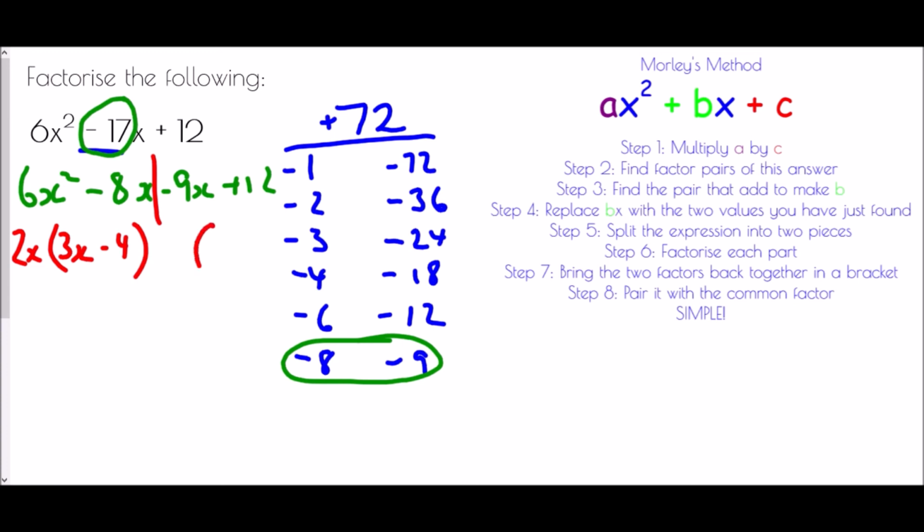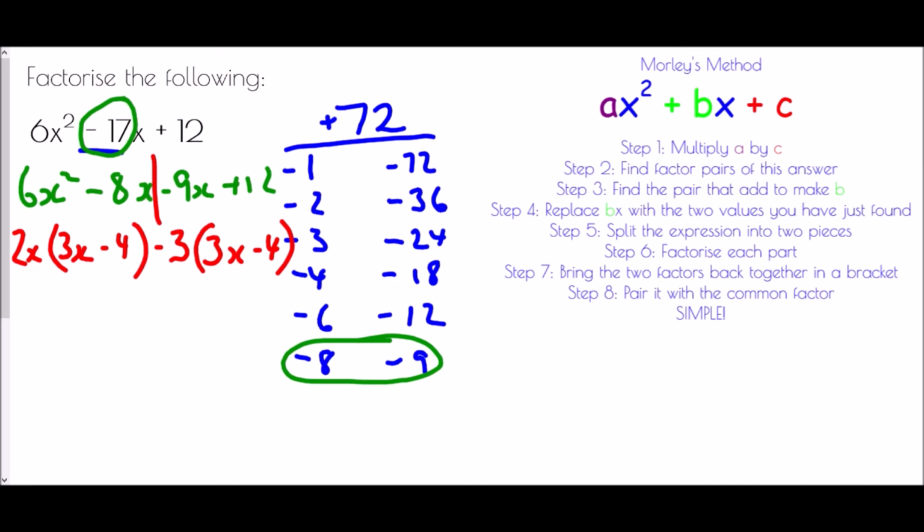On the right hand side, again, remember we need to have 3x take away 4 in the bracket. And so the question is, what am I multiplying 3x by to make negative 9x? Well, that is a negative 3. Does negative 3 times negative 4 make 12? Yes, it does. So that is all correct.